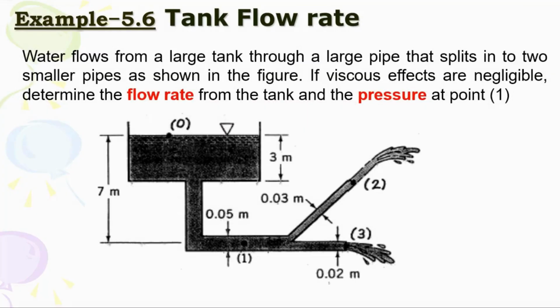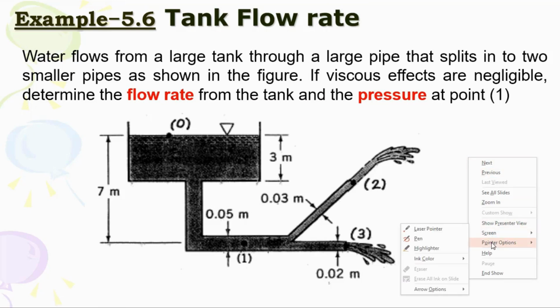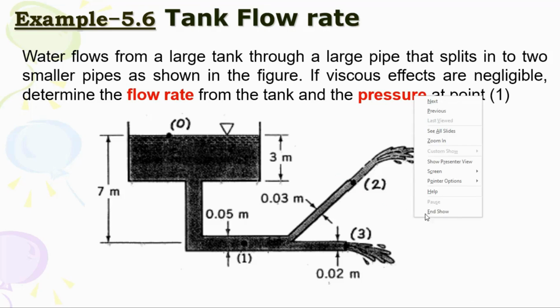Now let us see. I think it is clear that if you have a tank, then water will flow out with high velocity. Once you have the volume flow rate, then you can calculate other parameters like velocity, pressure, etc. So this is the level of water at point 0. Point 1 is here, then point 2 is this one, and point 3 is this one.